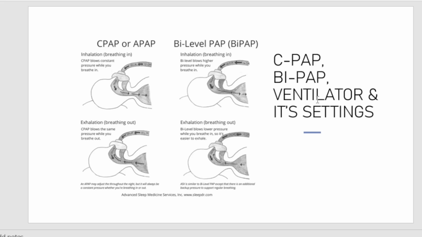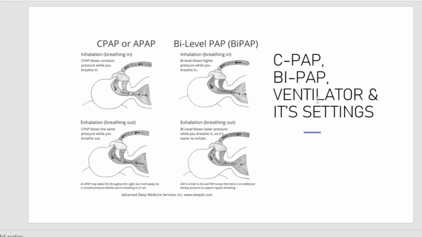And BiPAP means bi-level positive airway pressure. It delivers pressure at two different levels. During inspiration or inhalation, it uses the high pressure, and low pressure during exhalation. So we have to know about the pressure: during inhalation it is about 10 to 20, and the pressure during exhalation is about 4 to 10. And we have to know the indications also. So we have to know completely about CPAP, BiPAP and ventilator settings.